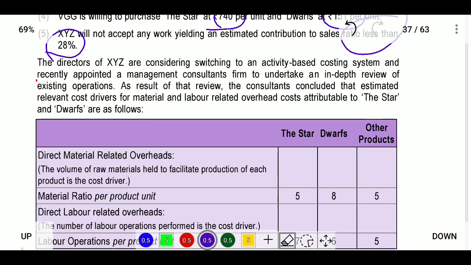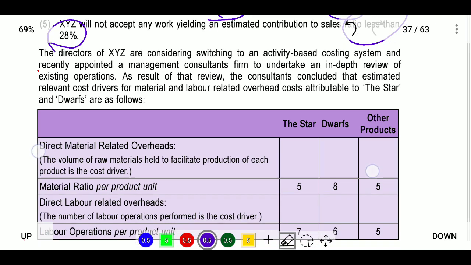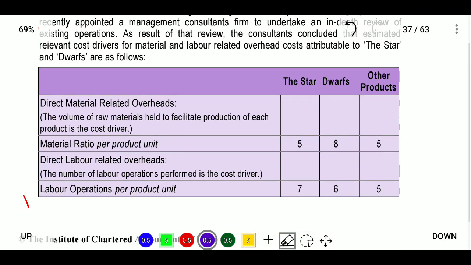Next, the directors of XYZ are considering switching to ABC costing and recently appointed a manager. So they want to move from the normal scenario to ABC analysis. As a result, the review consultant concluded the estimated relevant cost drivers. We require cost drivers for the ABC calculation, so that it provides correct information, and based on that correct information, we will take the decision.